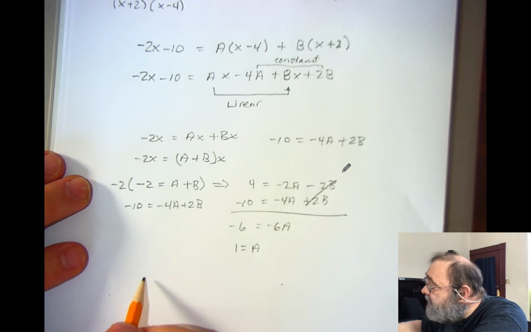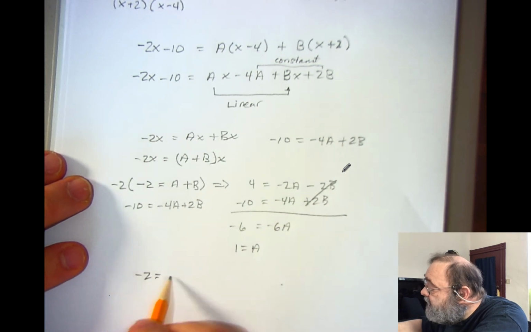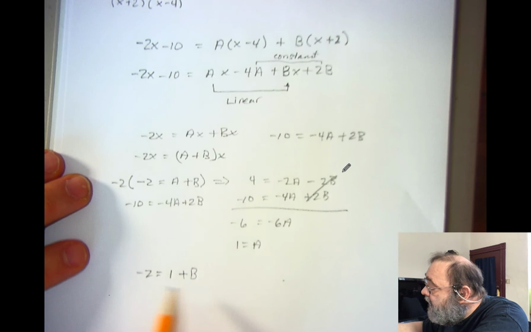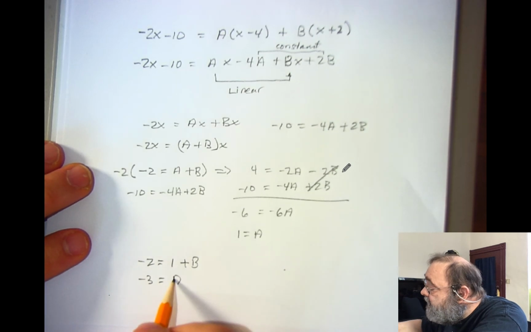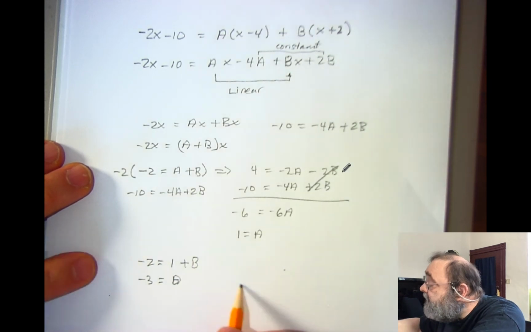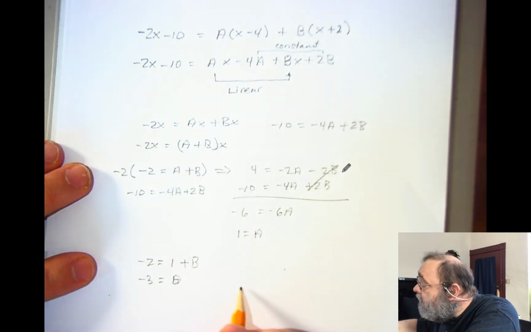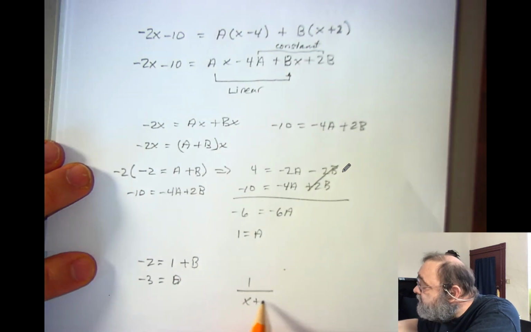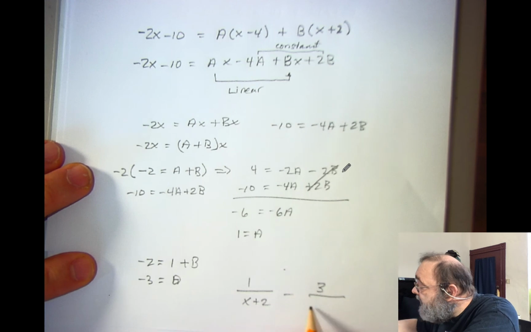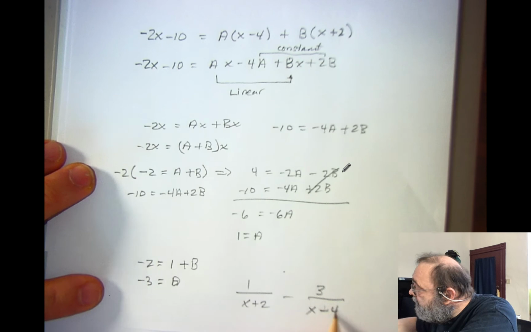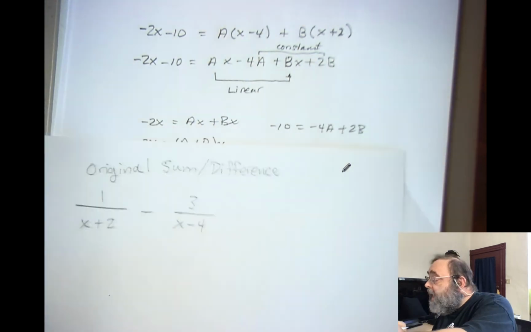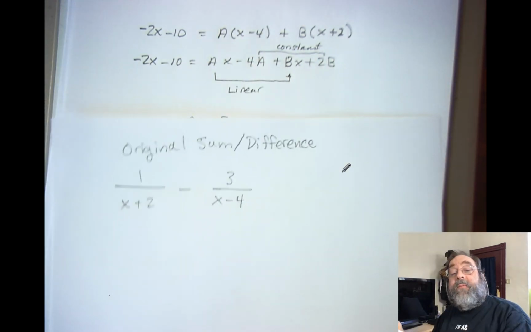By back substitution in my first equation, I can then solve for b and find that my b term is negative 3. If you recall, ladies and gentlemen, putting them back in, we have 1 over x plus 2 minus, moving the negative into the front, 3 over x minus 4. This had the minus 4. And if you recall, that was our original sum and difference that we had.